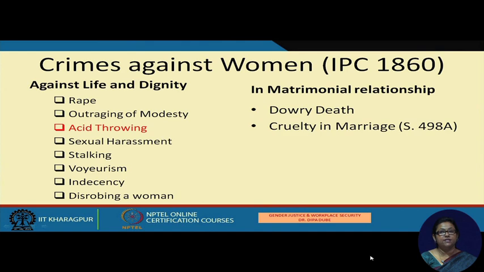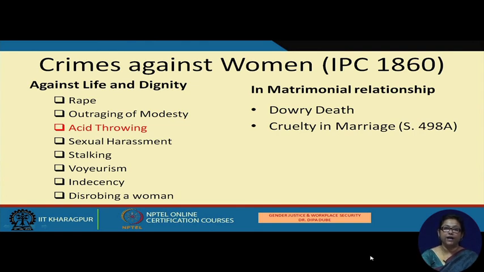So, therefore, the categorization as an offence against life and dignity, and there are several offences which come in this category: rape, outraging of modesty, acid throwing, sexual harassment, stalking, voyeurism, indecency, disrobing a woman. These are various offences which are included in the Indian Penal Code.